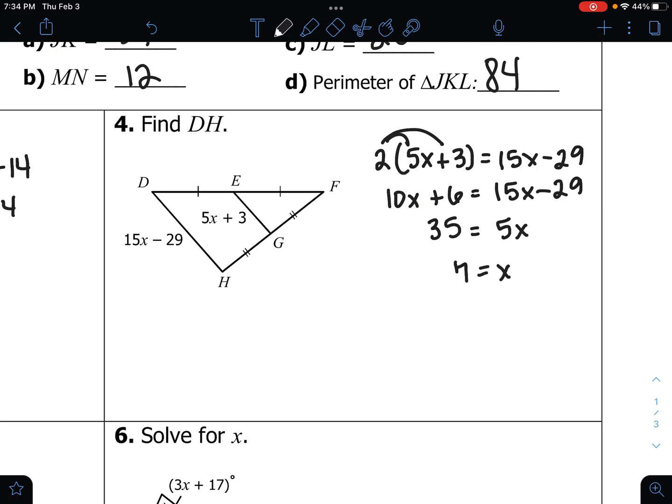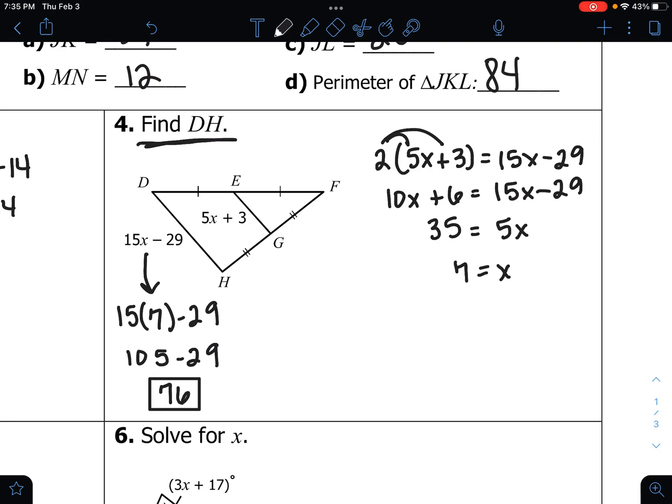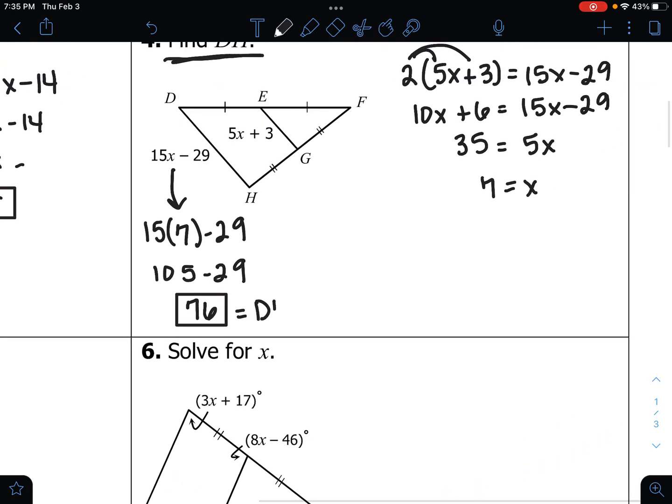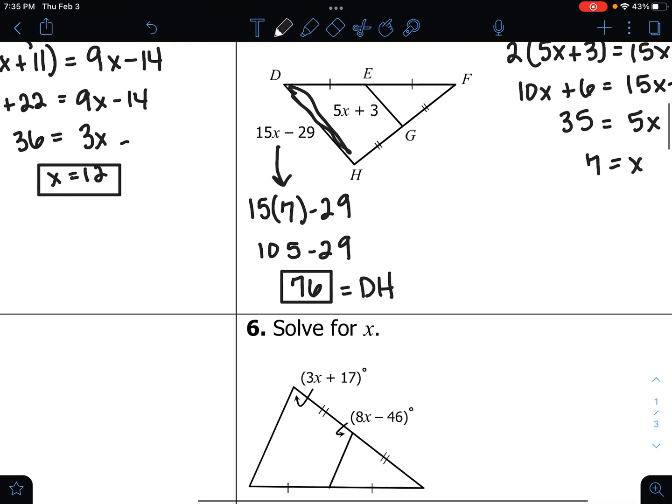All right, but that's the solution. That's not the final answer. So we need DH. We're going to take this and plug in the 7. Let's see, was that 35? 105 minus 29. I'm not good at mental math. Hold on, y'all. Alrighty. And that would be DH. Okay, so that's this line right there.